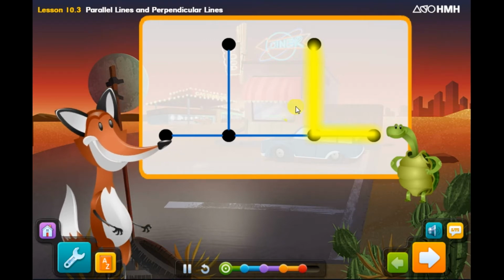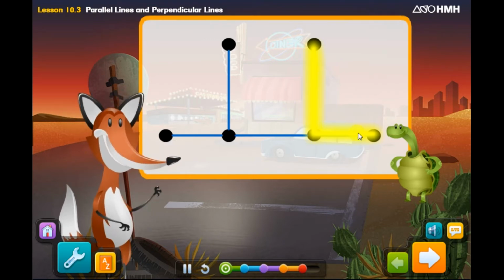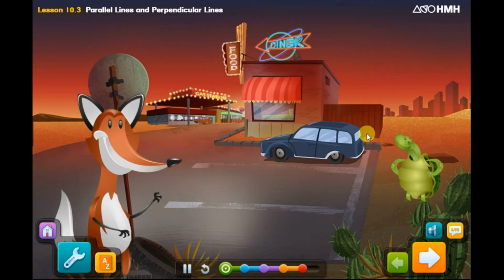Right, and the lines that make right angles, we call them perpendicular lines. I wonder how we can identify these lines and draw similar lines ourselves. Let's investigate. So let's see which one is the parallel lines and which ones are the perpendicular lines.